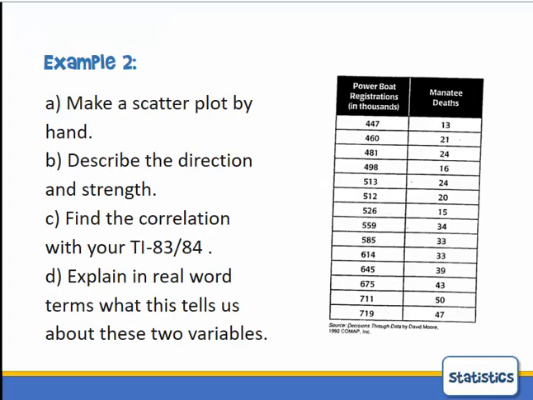Okay, so let's go back to the problem. So made a scatter plot. It looked like it was a strong positive relationship. We're going to find the correlation coefficient. I will go ahead and also make the scatter plot with the calculator. I can get that just as quickly when I do the correlation. And then I can already do part D, explain in real world terms what this tells us about the two variables. Well, it looks like as the number of registered powerboats increases, the number of manatee deaths is going up, which makes some real world sense.